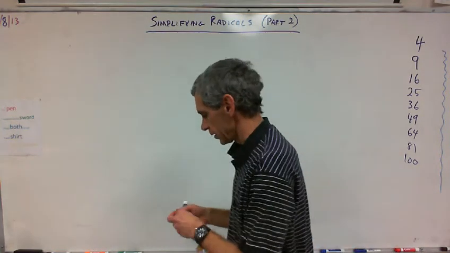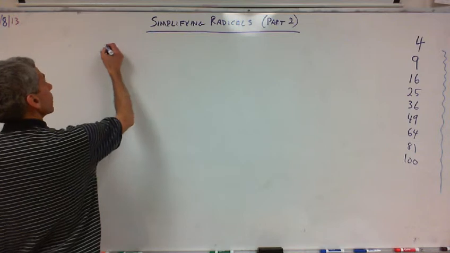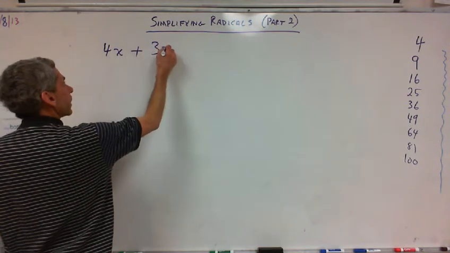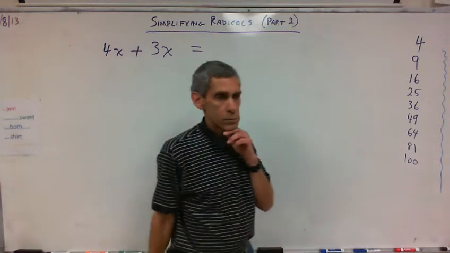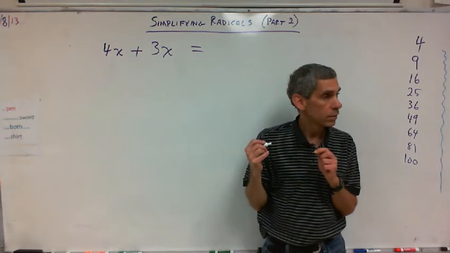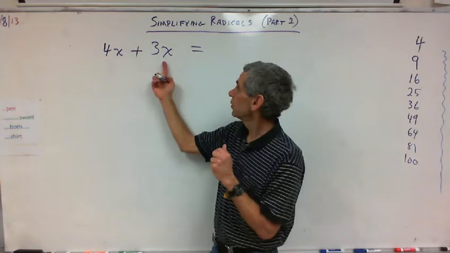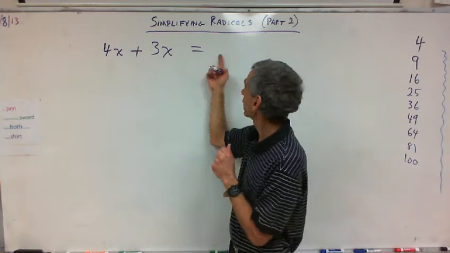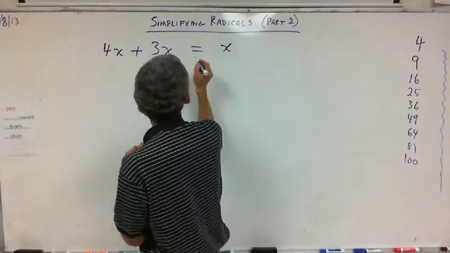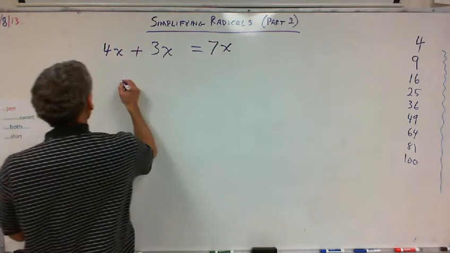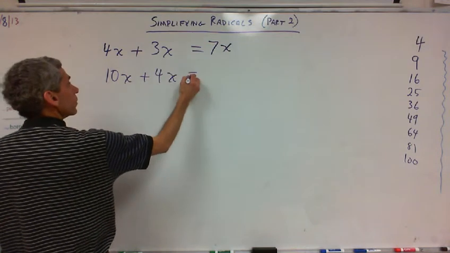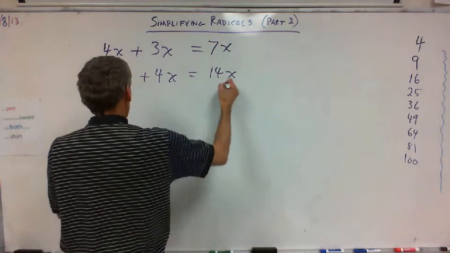All right, so let me ask you this: what does 4x plus 3x equal? 7x. Everybody agrees? So you're saying I can keep the x and I just add the coefficients? Yes. All right, so 7x. I agree with you. All right, what does 10x plus 4x equal? 14x.